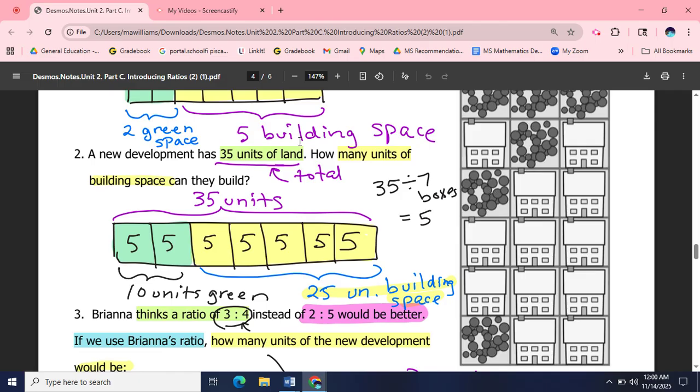35 divided by 7 is 5. So each one is worth 5. That's 10 units of green and 25 units of building space. So if you add it together, that would equal 35 units.